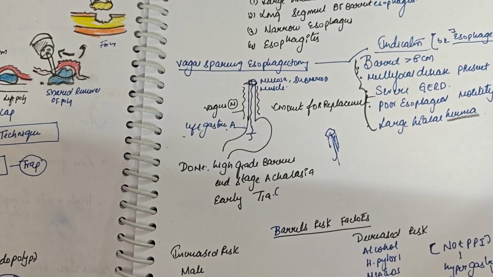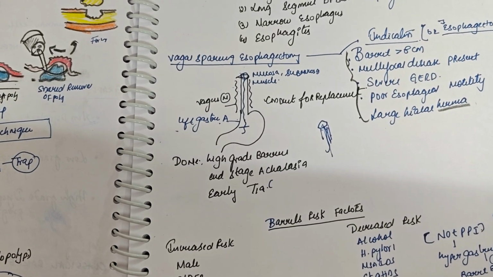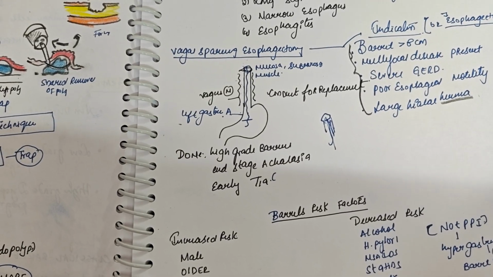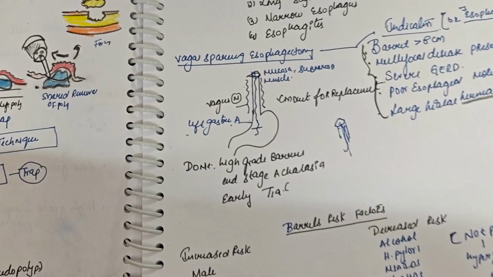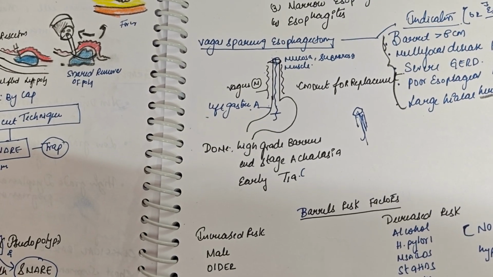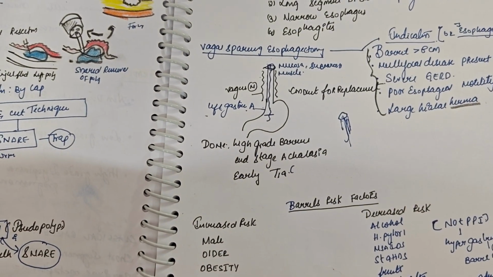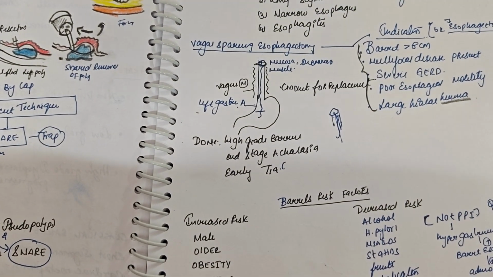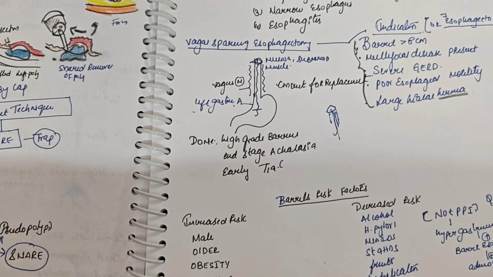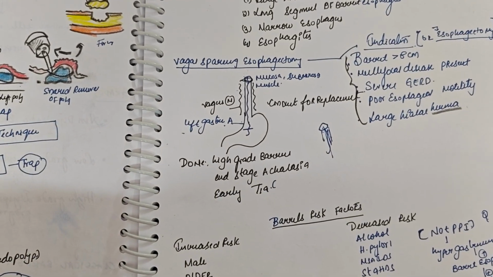Vagal sparing esophagectomy is done in high grade Barrett's esophagus, end stage achalasia cardia and early T1a. I have already discussed T1a; that is about the lamina propria, right? You have the muscularis mucosa. In these conditions, high grade Barrett's esophagus, end stage achalasia cardia, early T1a, you can use vagal sparing esophagectomy.